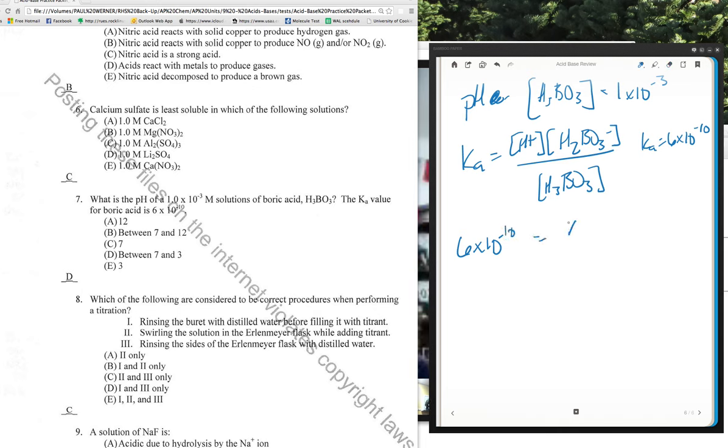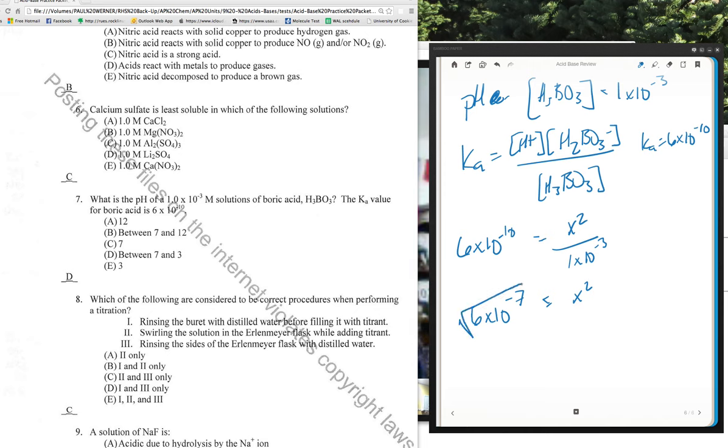Tenth is equal to x squared over 1 times 10 to the negative 3rd. So if we multiply 1 times 10 to the negative 3rd times 6 times 10 to the negative 10th, we end up with 6 times 10 to the negative 7th, right, is equal to x squared.